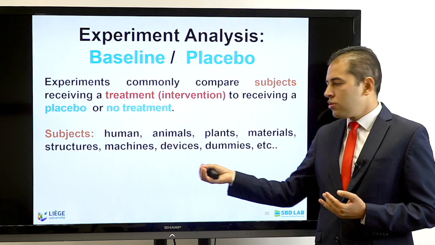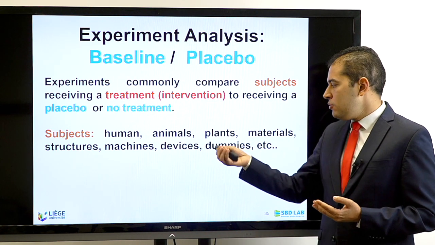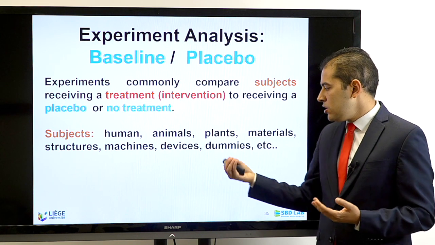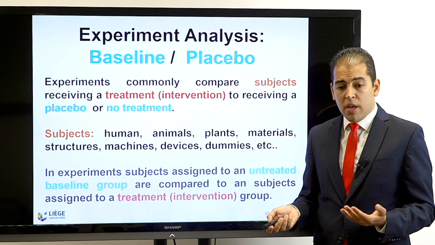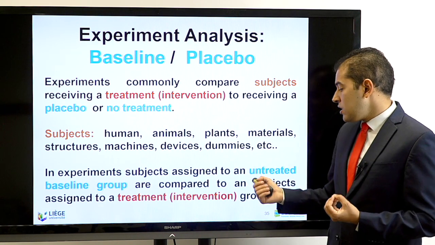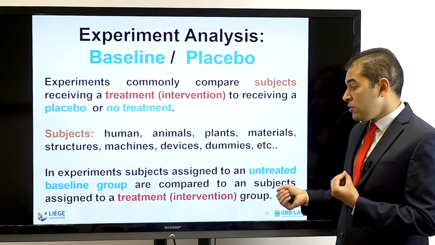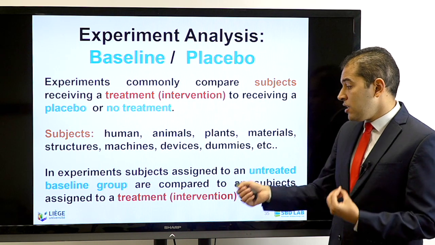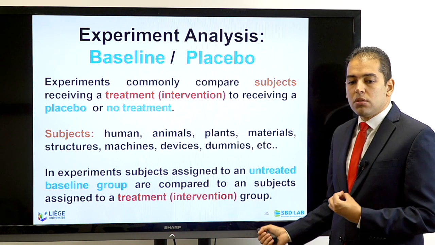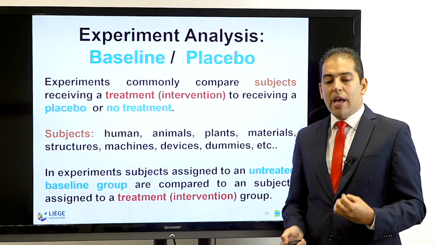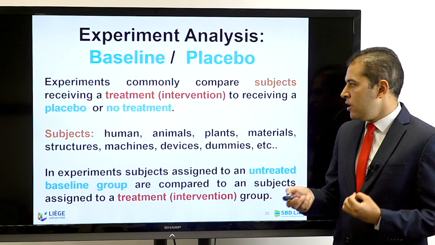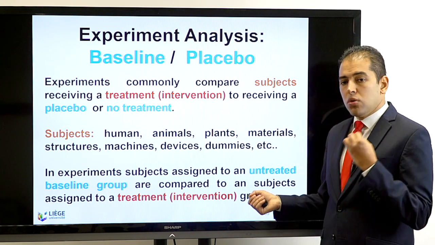As I mentioned before, subjects can vary, whether they are human, animals, plants, materials, structures, machines, devices, dummies, and so on. But in experiments, subjects assigned to an untreated baseline group are compared to subjects assigned to a treatment or an intervention group. This is crucial, and don't get confused. Again, if you are handling human beings, it's called a placebo.